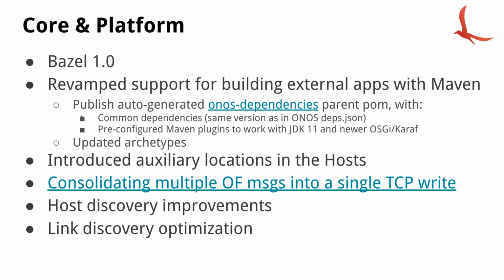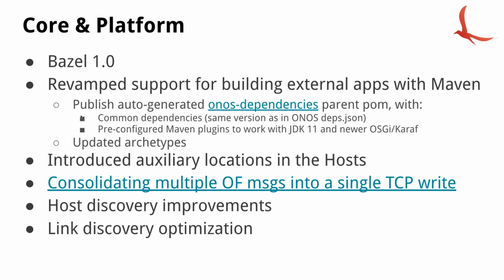Another important change that went in was revamped support for building external applications using Maven. This is something that was supported since the very beginning of ONOS, when the official build system of ONOS was Maven. And so we were publishing a number of artifacts, as well as abstract POM files that were used as a base by other applications to pull in all the necessary dependencies, both compile time and runtime for applications, as well as Maven plugins to build things like the necessary configuration for ONOS applications.